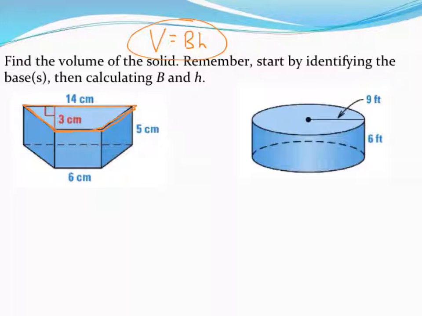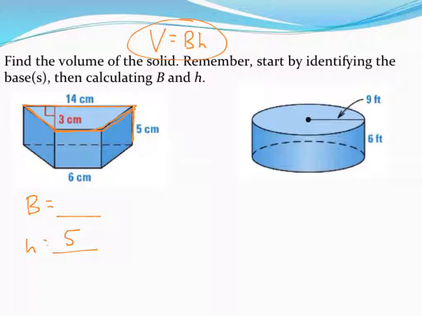So once my base has been figured out, there's only two things I need to know. I need to know the area of the base and I need to know the height of the prism. Well, the height of the prism is the distance between the two trapezoids. So in this case, top to bottom, that's a distance of 5 centimeters. Now your height's not always vertical, your height is just, again, the distance between the bases.